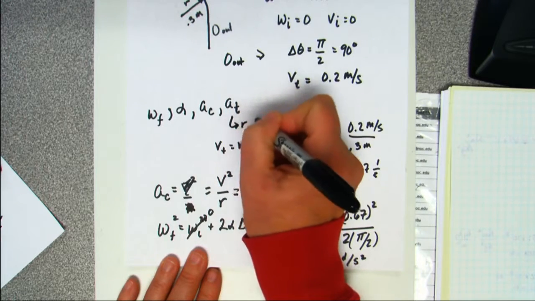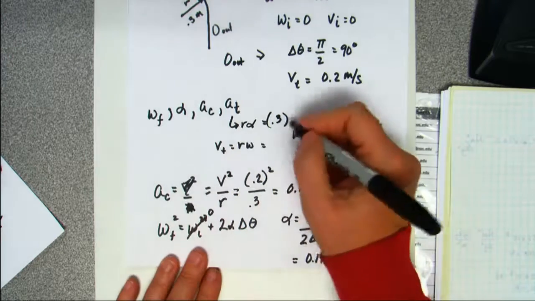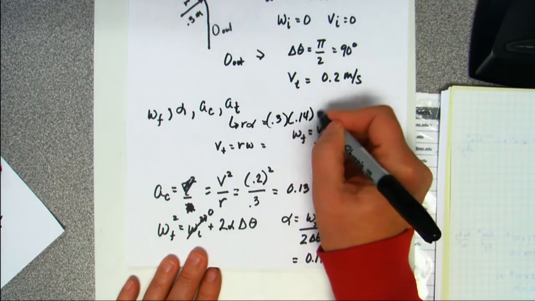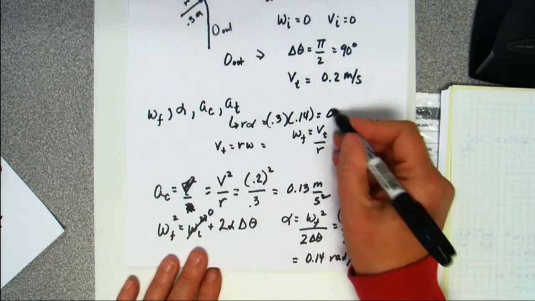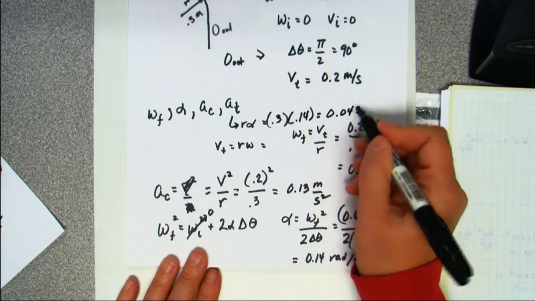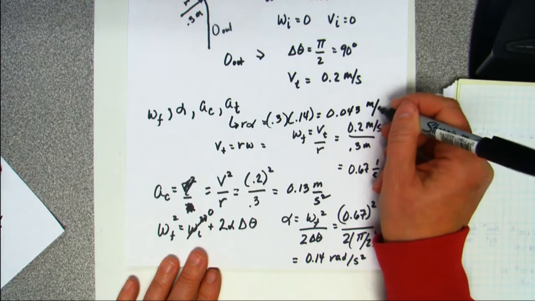AT is just r alpha, so that's going to be 0.3 times my 0.14, and that number gives me 0.043 meters per second squared.